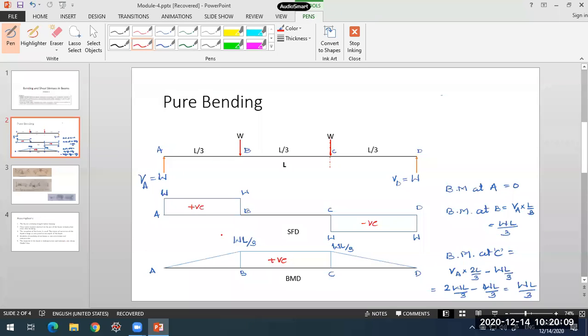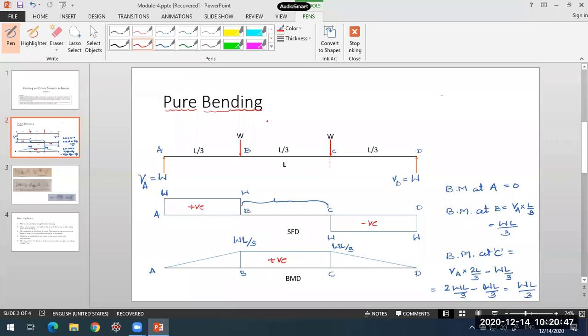Now you just look at these two diagrams. What is happening over here is, in this portion between B and C, the shear force is 0. There's no shear force. The shear force value remains 0 between B and C. Such a case where you don't come across any shear force, and bending moment is existing, we call a case of pure bending. This is what pure bending means.